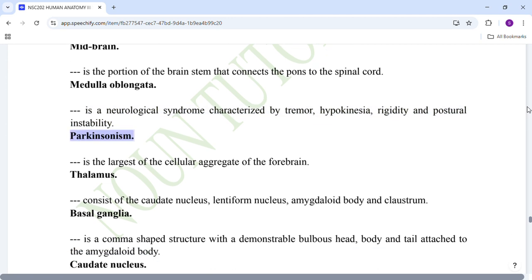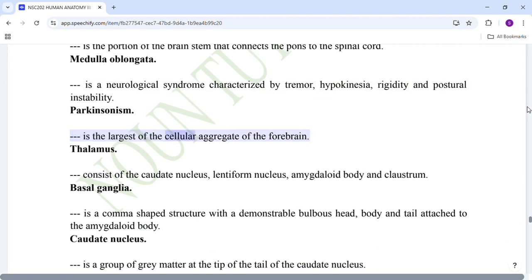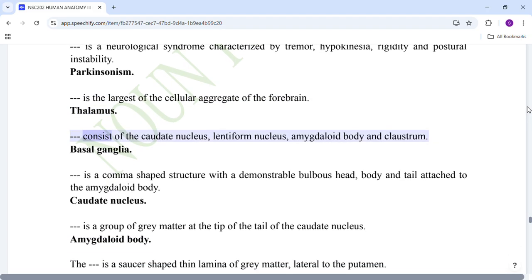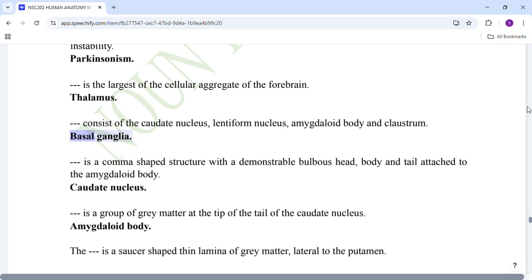Parkinsonism is a neurological syndrome characterized by tremor, hypokinesia, rigidity, and postural instability. The thalamus is the largest of the cellular aggregates of the forebrain. The basal ganglia consist of the caudate nucleus, lentiform nucleus, amygdaloid body, and claustrum.